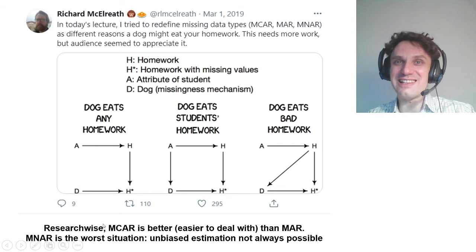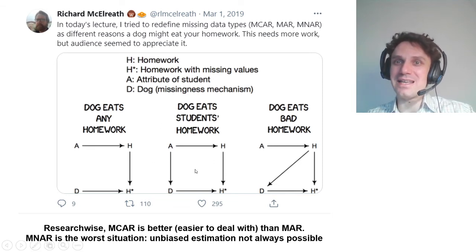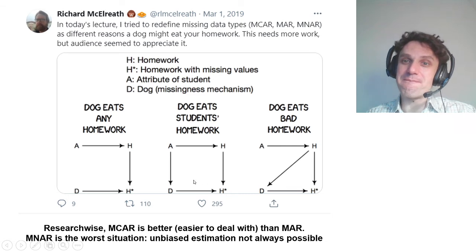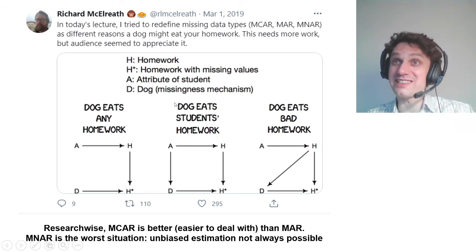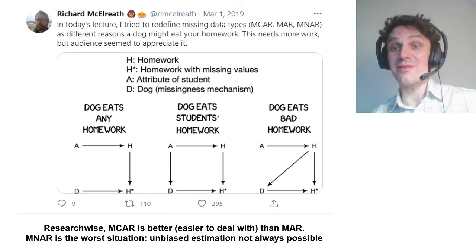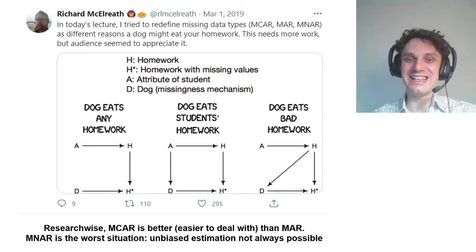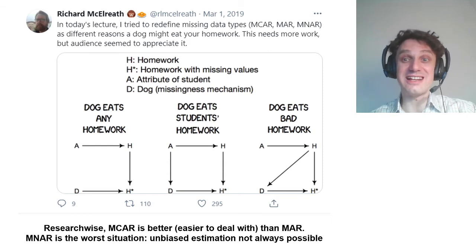Research-wise, missing completely at random is the best situation because it's the easiest to deal with. Missing at random is slightly harder, because you need to use more robust approaches to model your missing data. And missing not at random is the worst situation because there is often no way to obtain unbiased estimates of the statistical effects that you are looking for. So your missingness is going to affect the results of your analysis in some kind of unpredictable ways.